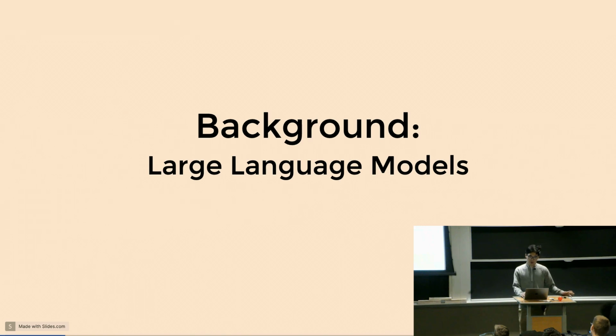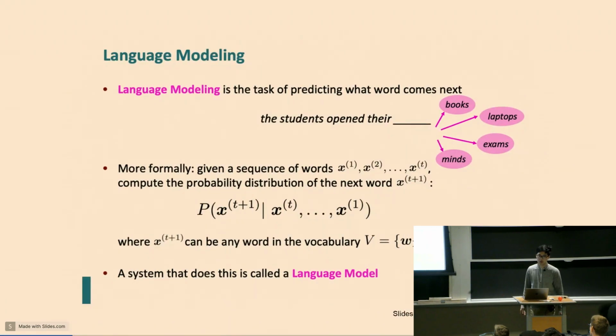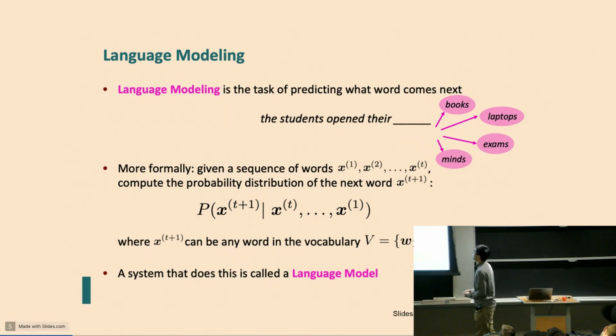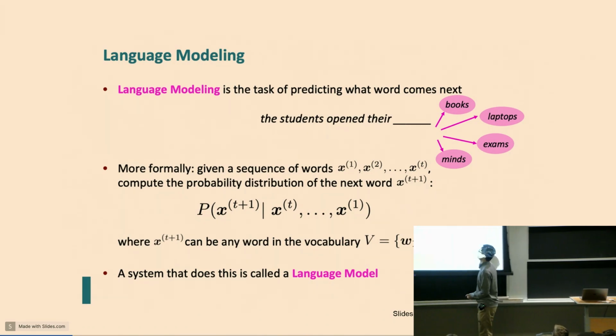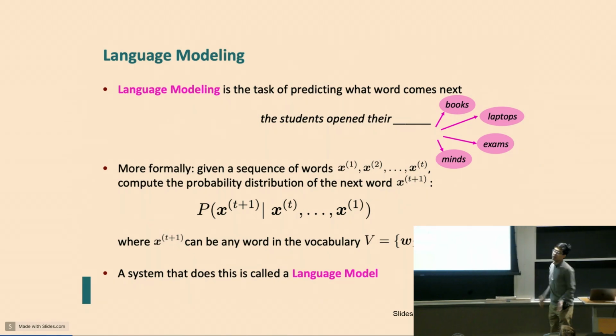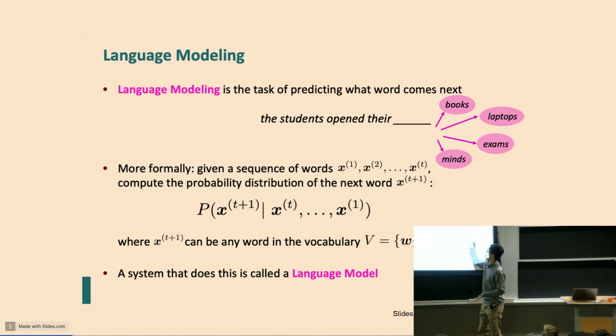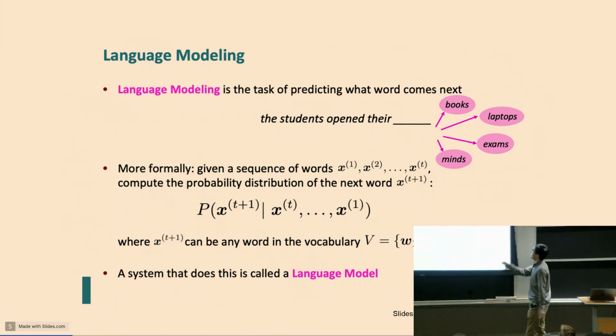And for those who don't know what a large language model is, I know many people in this class came from very different backgrounds. So just let me briefly go through how a large language model works. So what is a language model? Imagine that your language model sees the sentence here: the students open their blank. And a large language model would give you a distribution of the next word based on the context it just saw. For example, the students open their books, laptops, exams, minds.